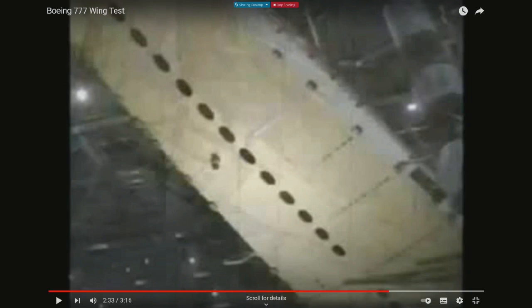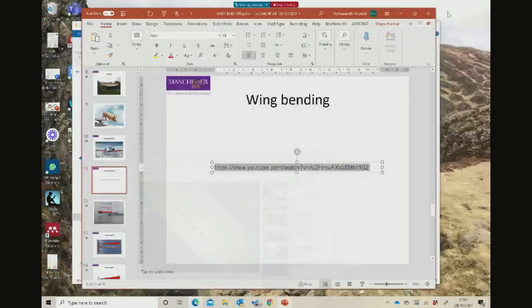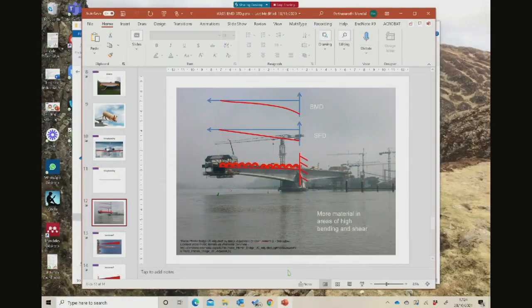Build up of the stresses, yeah. Okay, so I'll try to get some more other things as well.